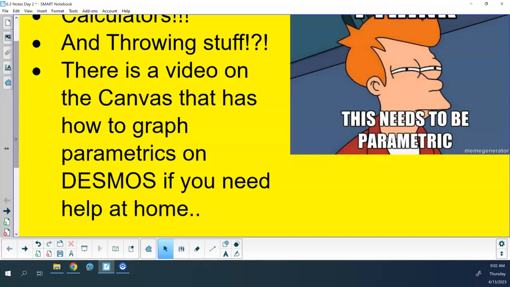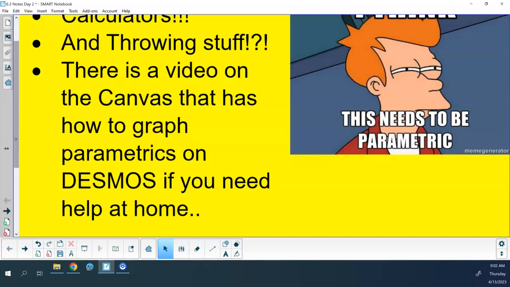Okay, alright. So on the front board, Mrs. Hill has written down three different parametric equations that we would like you to try. I think they're the next couple of slides in your notes packet. If you flip over to page two, there's three of those on there. Just play around with the calculator, graph them and see what you come up with.